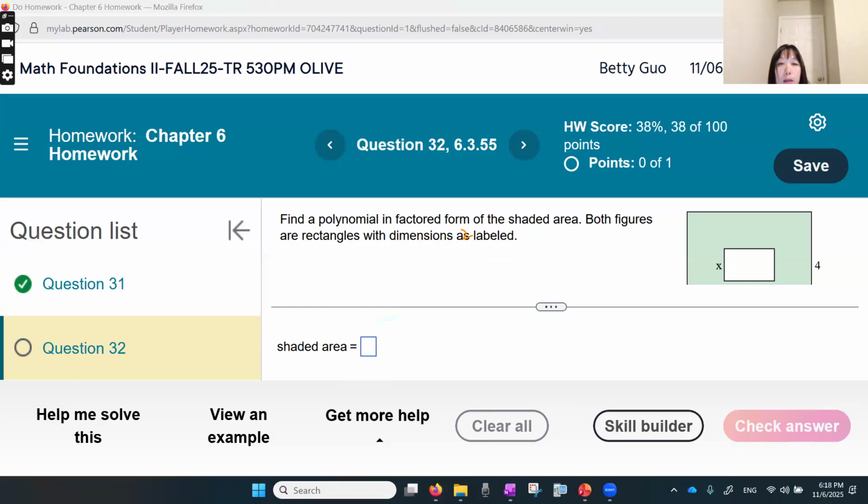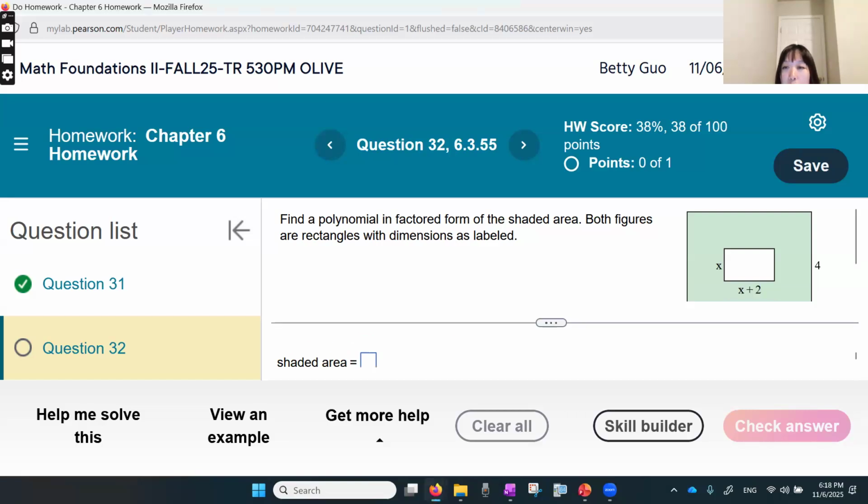Okay. This one, what about number 32? Number 32: find a polynomial in factored form of the shaded area. Okay. I need to collapse the video like a camera. Oh, I can see this one. This one is very creative. It's doable, guys. It's just a rectangle, all right? What's the area of the shaded region? The area of the shaded region is the bigger rectangle minus the smaller rectangle, right?